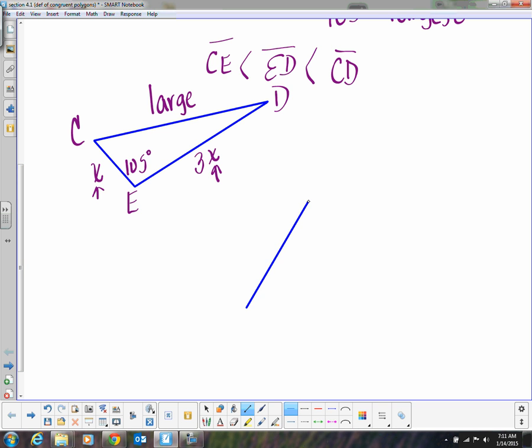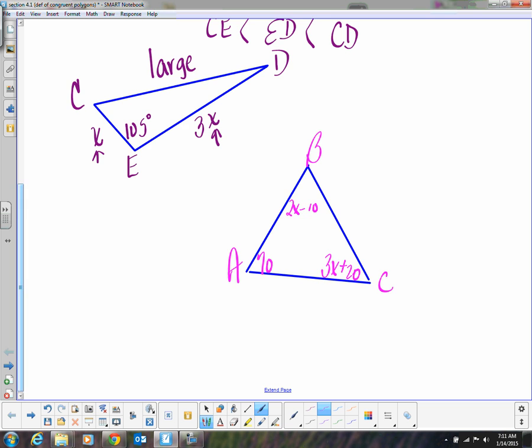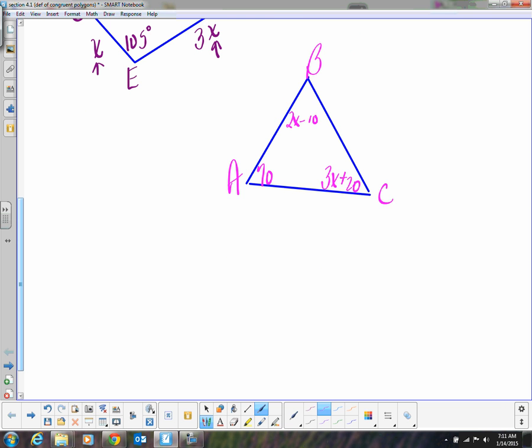All right, we have an ABC. This was 34. We've got A, B, C. They've told us that A is 70, B is 2x minus 10, and C is 3x plus 20. If I want to order the sides, what do I have to know? What do I have to know, Nick, if I want to order the sides?